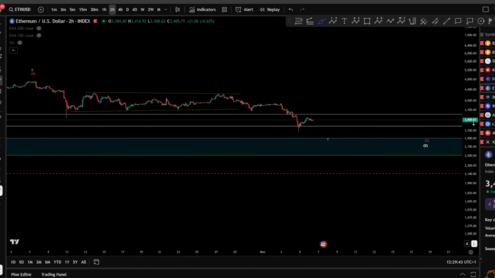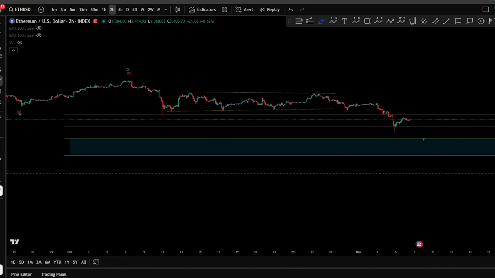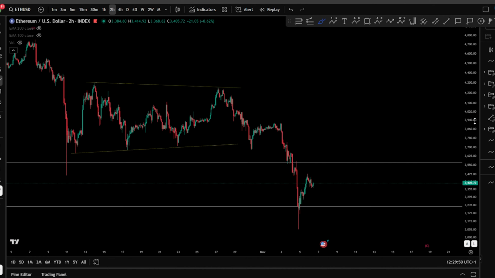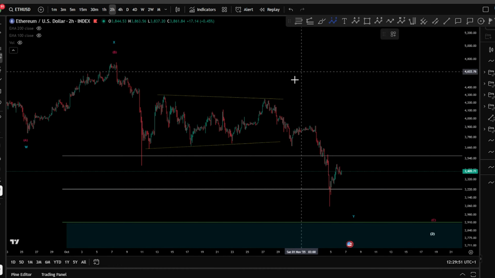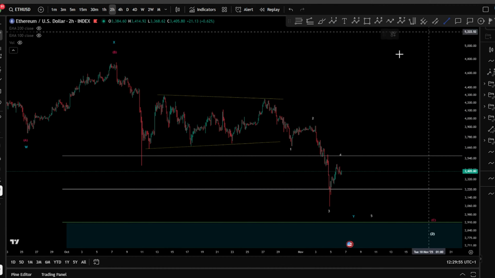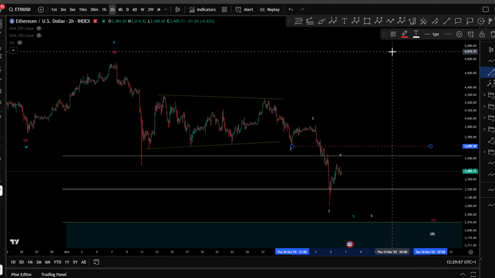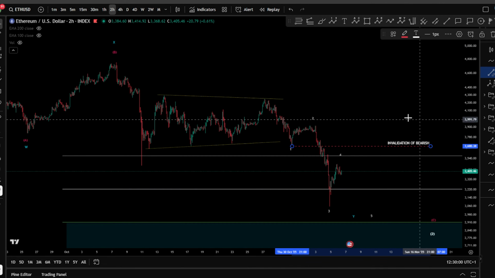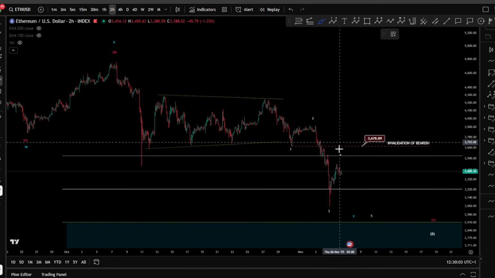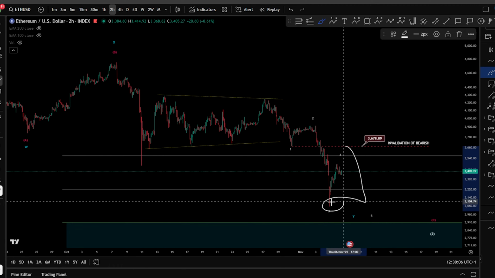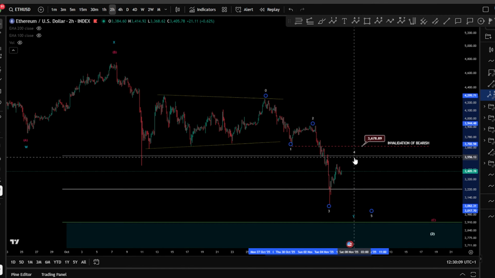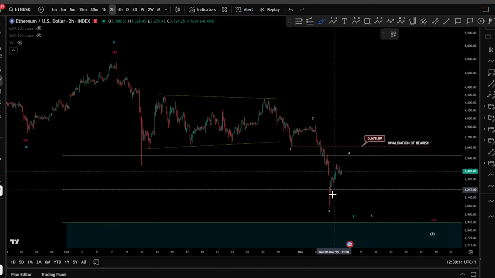On the 2 hour chart here for Ethereum, we are looking at the following scenario as well, which is a potential 1, 2, 3, 4, and a 5 unfolding. Your key level is the invalidation of a bearish scenario by taking this price here, meaning you would not expect a new low in case this high is taken. But so far, I believe that this wave 4 might still be unfolding.